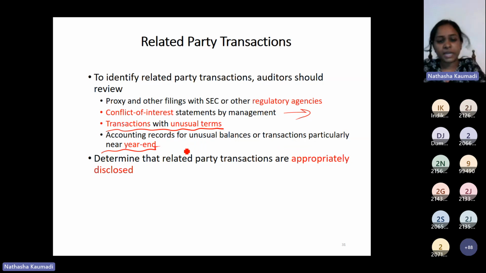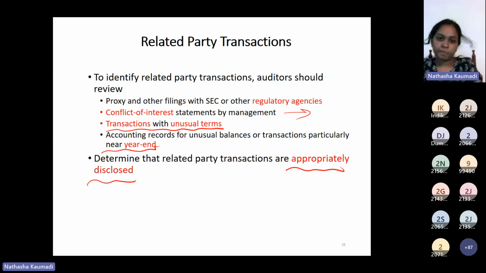Most of the time in practice, near the year end, there are so many things happening, right? All these adjustments, some frauds can be there. So you need to check year end unusual balances and transactions. And you need to ensure these receivables related to related party transactions are appropriately disclosed. That is very important. All these related party transactions should be explained and disclosed, presented in the financial statements very clearly and separately.